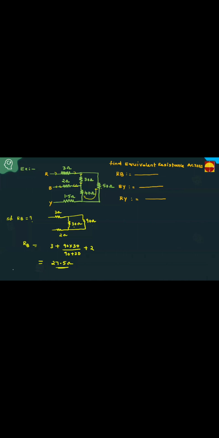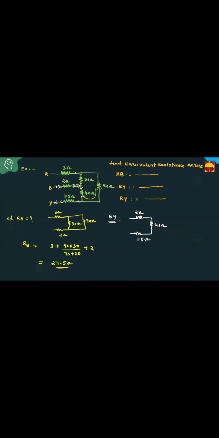So for example, if it is asking for BY, can you try for BY? BY means you have to take the current through only B and Y. Remove the R. Take it like this. This is BY. That is 2 ohms. Yes, friends, this is 2 ohms. And this is 40 ohms. And this is 1.5 ohms. 2 ohms, 40 ohms, 1.5 ohms.